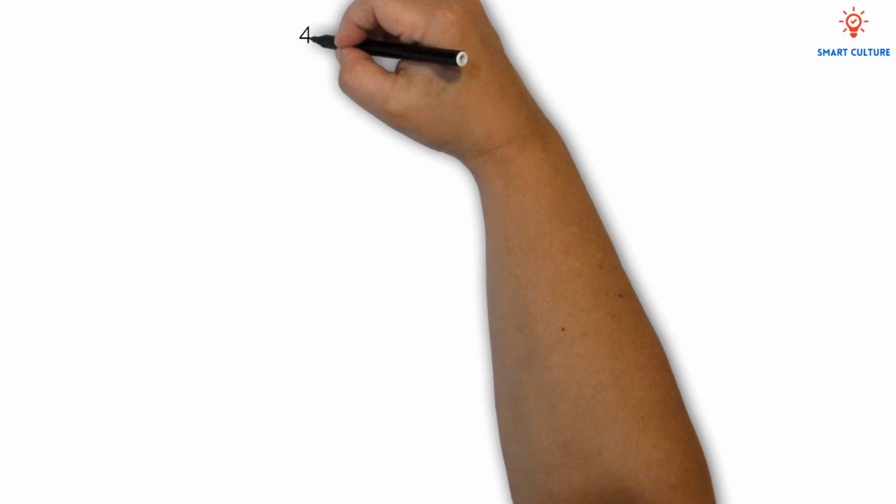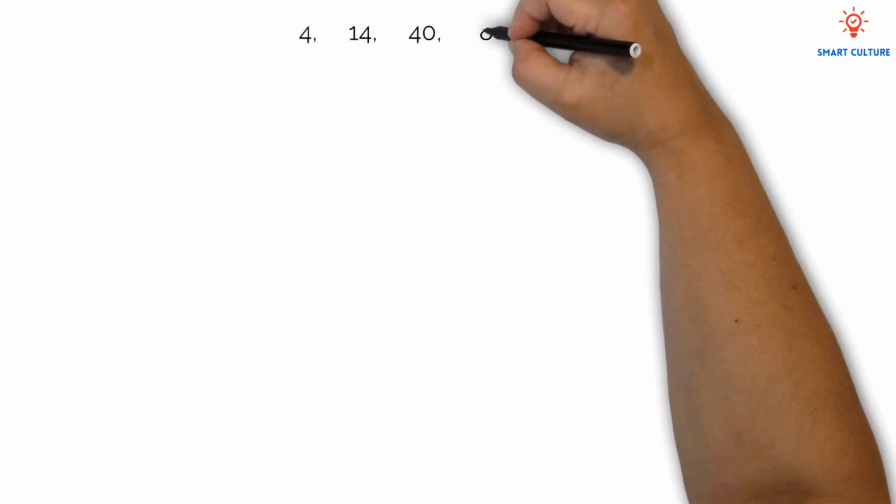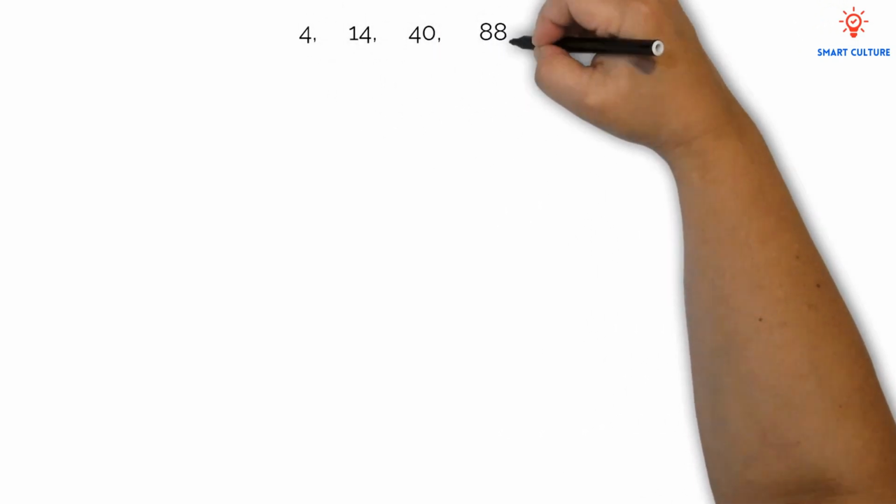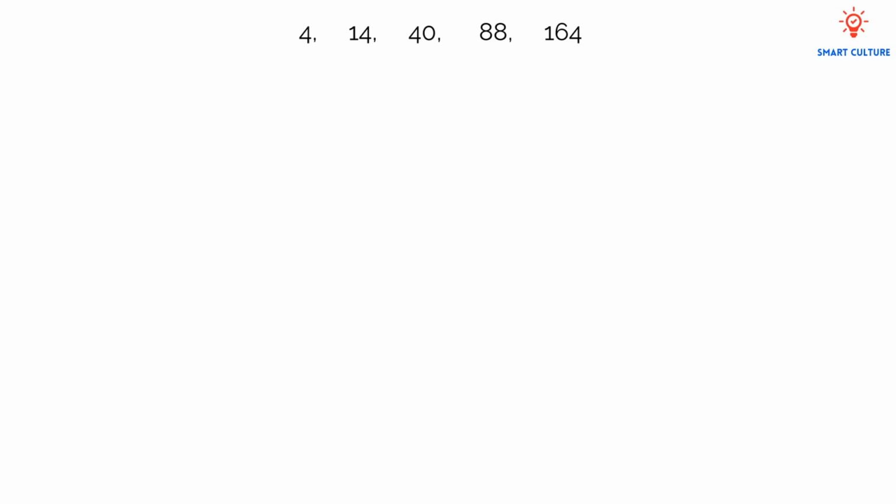Here we have another example. We have a cubic sequence 4, 14, 40, 88, and 164. And then they tell us the value 424 is part of the sequence, and we need to determine its position. Is it the first term? Is it the 10th term? We need to determine its position.